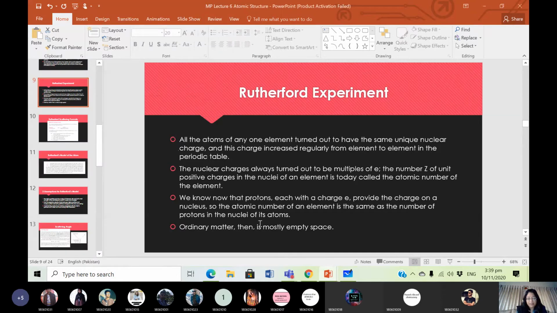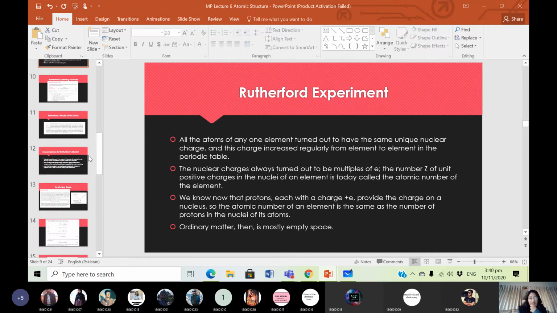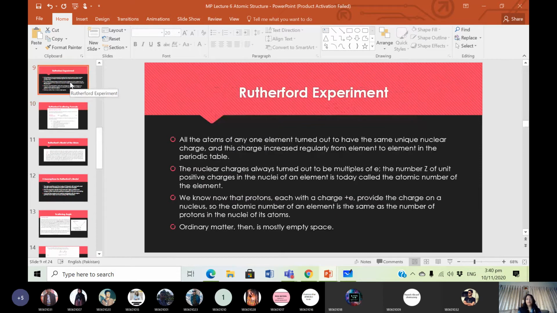So we will study more about this in the nuclear physics chapter in the same course. We know the protons, each with a charge of e, provide the charge on a nucleus. So the atomic number of an element is basically the number of protons in the nucleus of an atom, and each proton has a charge of positive e, the same magnitude as the charge of an electron. So ordinarily matter is mostly empty space, because the electrons' masses are much smaller than that of the protons. And the protons and neutrons are in the nucleus.